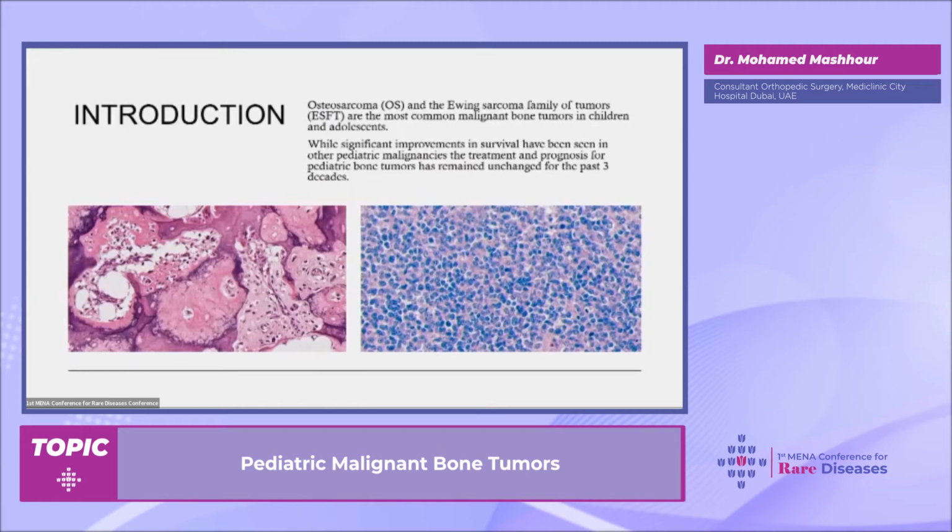While significant improvements have been shown in the survival of those tumors, with very good outcomes, over the past 3 decades almost nothing has changed in the diagnosis and the treatment. They are almost the same. We're doing the same. The only advance that happened is the improvement in the chemotherapeutic agents and the targeted therapy that improved the prognosis and the outcomes of survival.